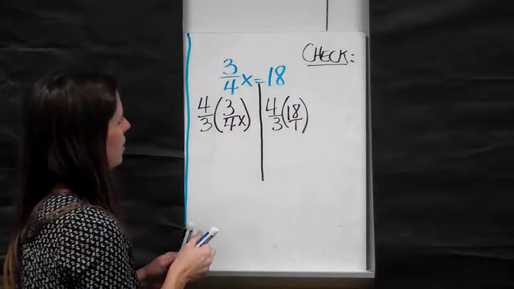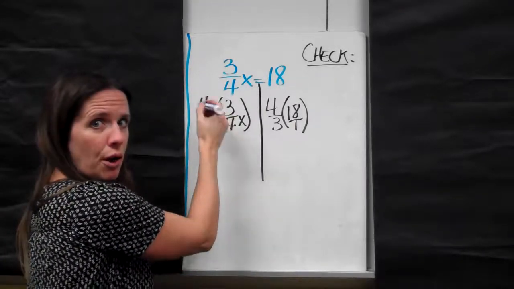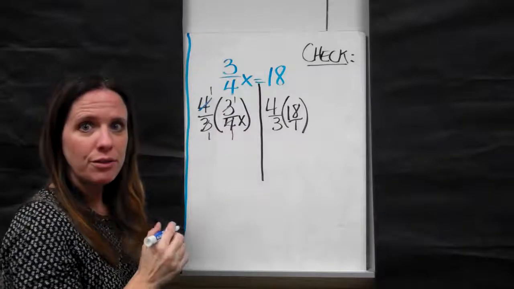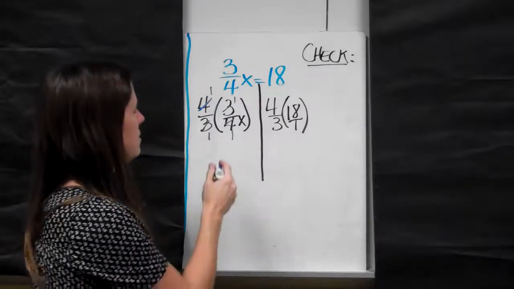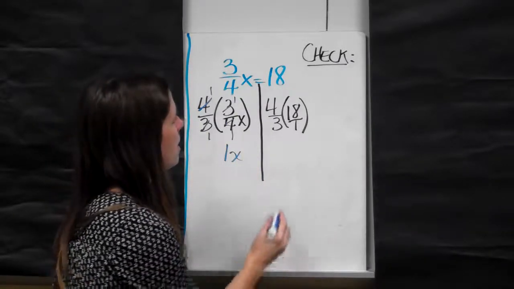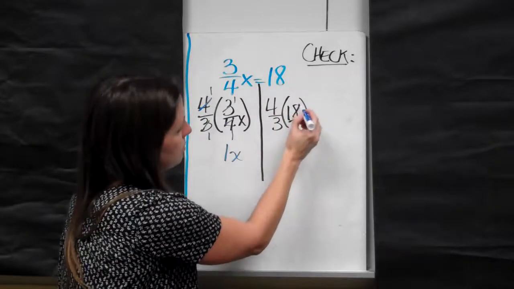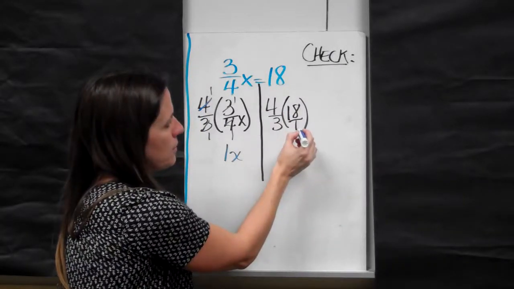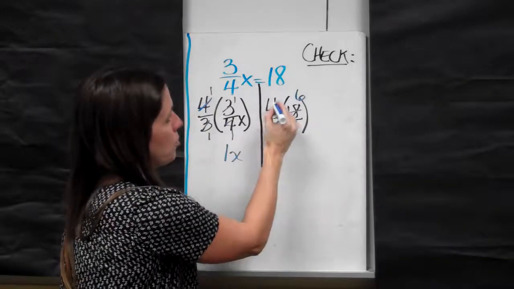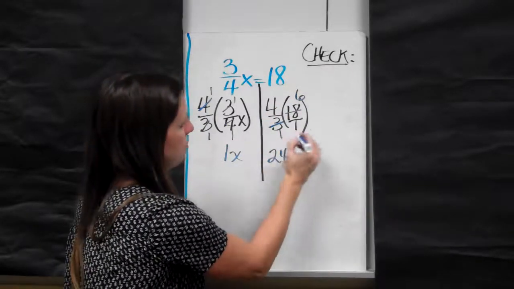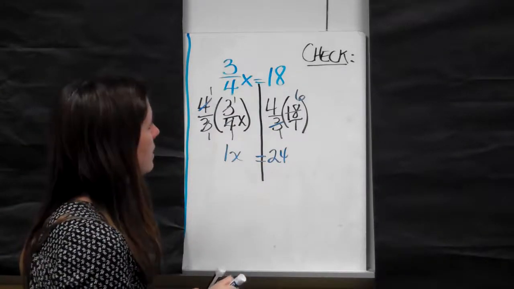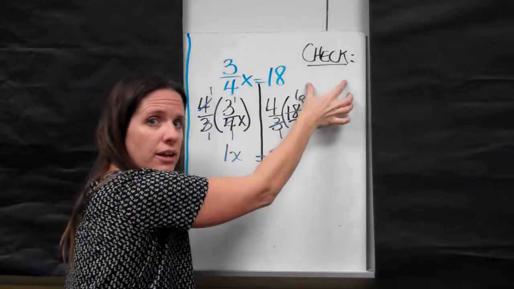You'll notice here that we will get our 1 if you remember our cross simplifying. 4 divided by 4 is 1, 3 divided by 3 is 1. You have to look for all those little ways you can simplify to make the multiplication easier. So we're left on this side with just 1x, or x, whichever you prefer. And then on this side, look for cross simplification. 4 and 1 you can't do anything with, but 3 goes into 18 6 times. So you have 4 times 6, which is 24, and 1 times 1, which is 1. So 1x equals 24.